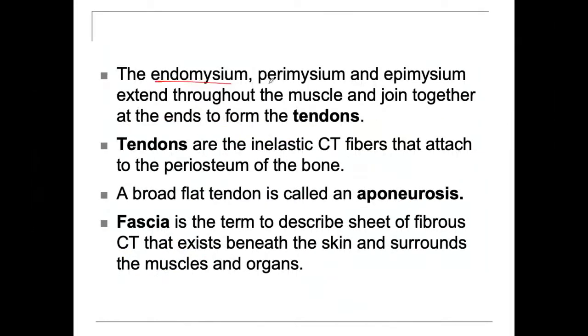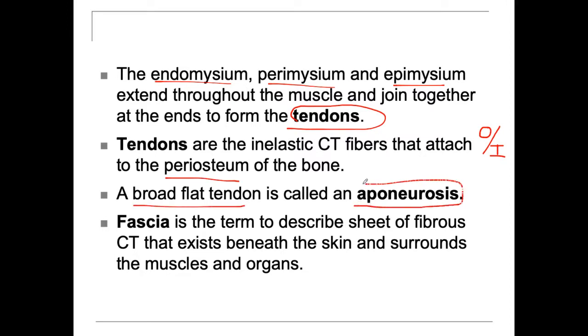Now, the endomysium, the perimysium, and the epimysium extend through the muscle, and they join at the very end, forming the tendon. Remember, the tendon is going to attach to the periosteum of the bone. And when it does, one of those tendons is going to be referred to as the origin, and the other will be the insertion. When you have a broad, flat tendon, that's called an aponeurosis. A broad, flat tendon is an aponeurosis.